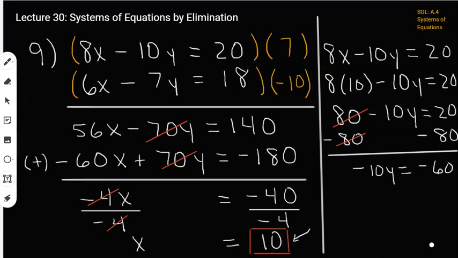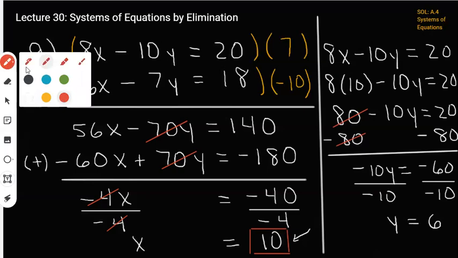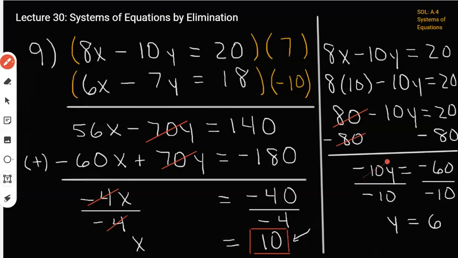So now the last thing I need to do to get y by itself is to divide both sides by negative 10. And when you do, you get negative 60 divided by negative 10. That's going to give you a positive 6. And the negative 10s are going to cancel out. So now I know what my y value is. It's going to be 6.